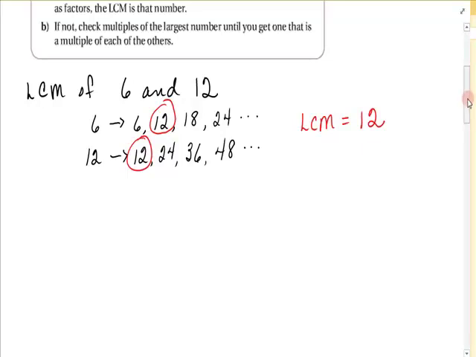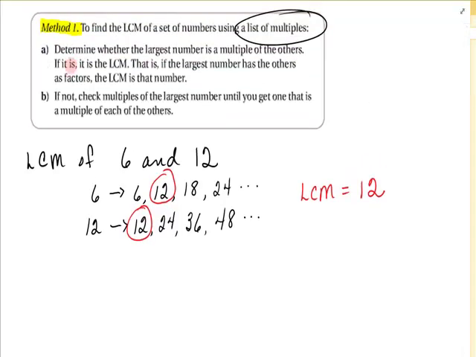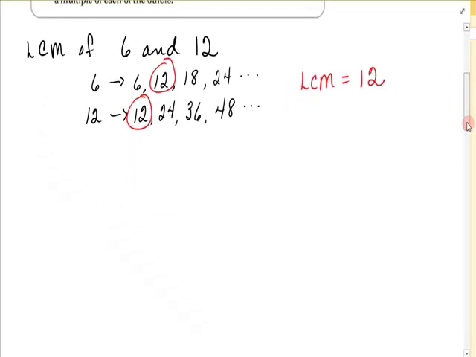Something that these notes encourage you to do is determine whether the largest number is a multiple of the other. So in other words, we could have looked at 12 and said, is 12 a multiple of 6? Which could be said, does 6 go into 12 evenly? And if it does, that's our least common multiple. All right, so look at the big number and see if it is. But what if it's not?